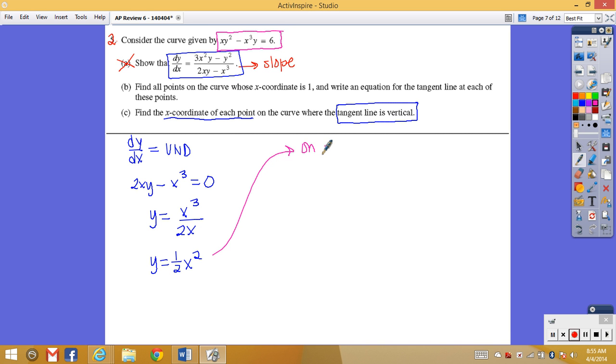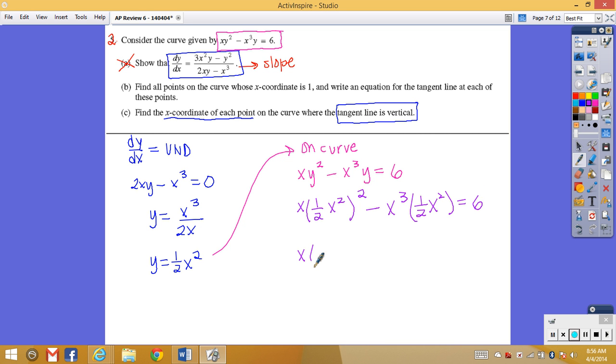So if you want it on the curve, that means we can use the equation that is given, and the slope has to satisfy that equation because the slope has to be found at a point that is on the curve. So now what I'm going to do is the system of equations. I'm going to substitute in my y, which is 1/2 x squared, whole thing squared, minus x cubed times 1/2 x squared equals 6. So in this case, I think I end up with x times 1/4 x to the 4th power minus 1/2 x to the 5th power equals 6.